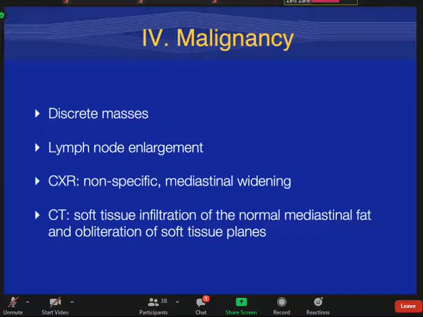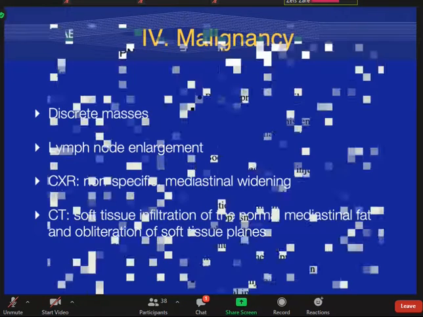Malignant involvement of the mediastinum is typically seen as discrete masses or lymph node enlargement. Plain radiographs, however, are nonspecific, usually demonstrating mediastinal widening. And CT shows soft tissue infiltration of the normal mediastinal fat and obliteration of the normal tissue planes.